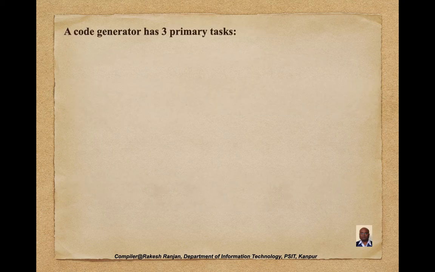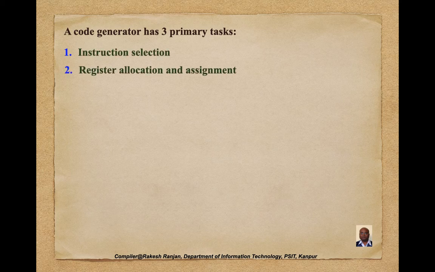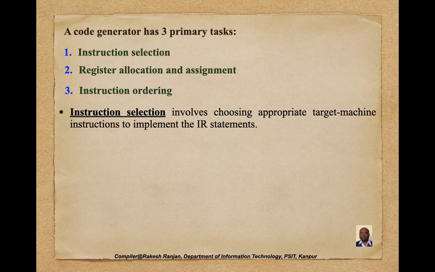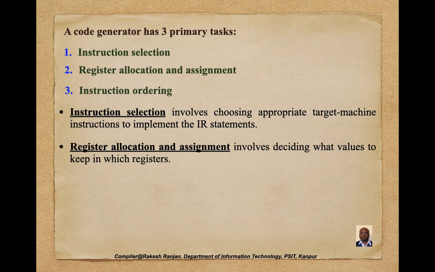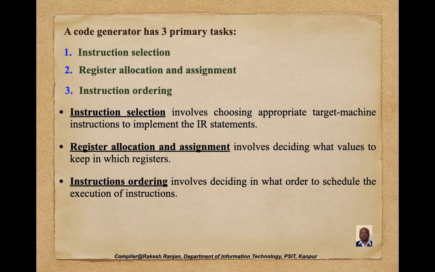The code generator has three primary tasks. The first task is instruction selection, which instruction is to be used. The second task is register allocation and assignment. The third task is instruction ordering, in which order instructions should be there. Instruction selection involves choosing the appropriate target machine instructions to implement the intermediate representation statement. Register allocation and assignment involves deciding which values are to be kept in which register. Instruction ordering involves deciding the order in which the instructions are scheduled for execution.